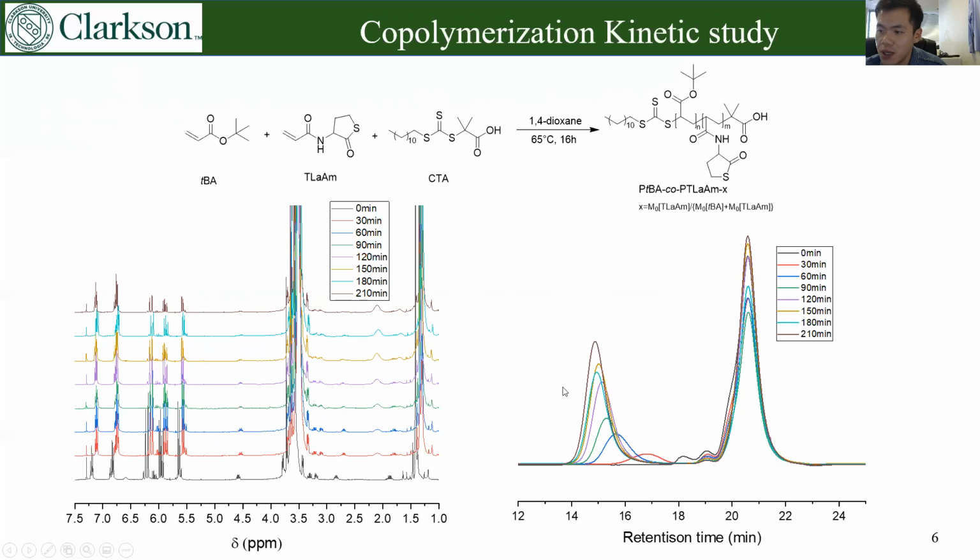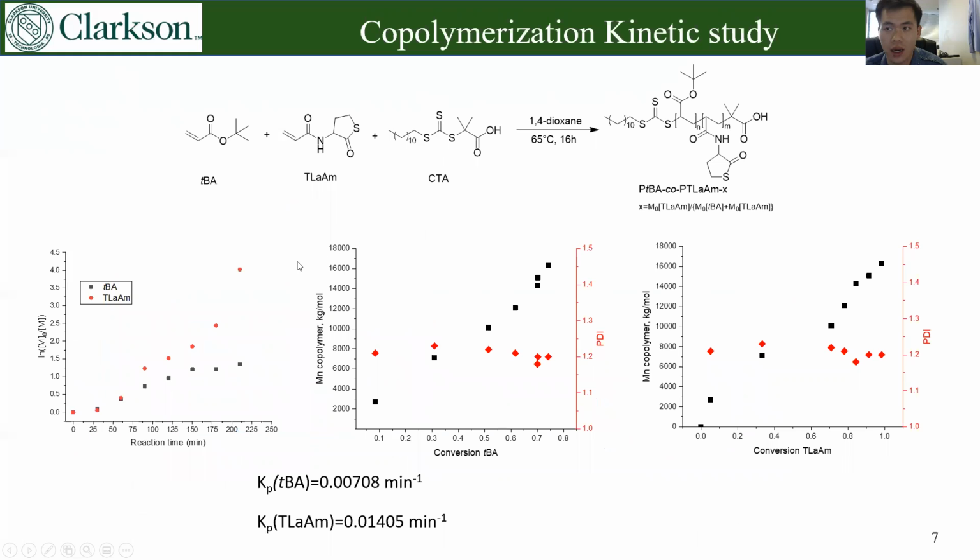And from the GPC curve, we can see the molecular weight is actually growing. So once I calculate those data, here are the three kinetic graphs I get. On the leftmost one, you can see the reaction time versus the natural log of initial concentration over the concentration at a certain time. So basically, it's a first order kinetic graph. Both monomers show a relatively linear relationship. So we can say that by using the RAFT agent, we get good control of this polymerization.